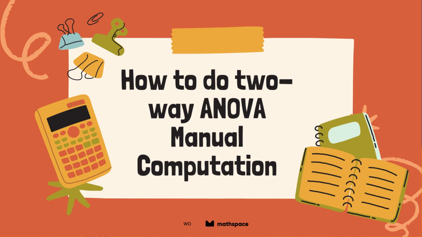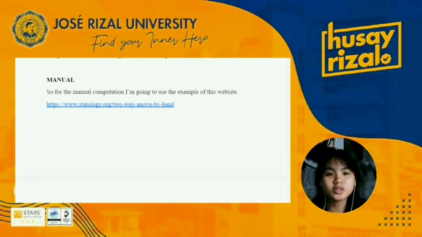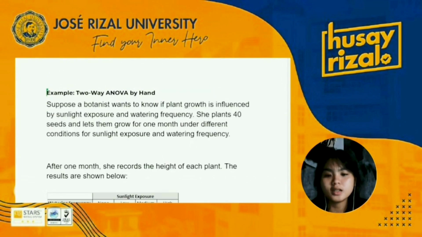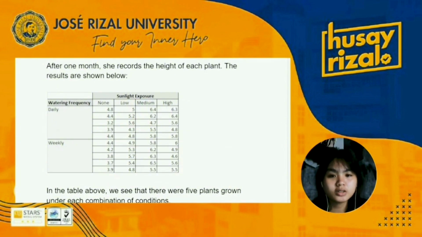So we're going to the next, which is manual computation. For the manual computation, I'm going to use the example from the website statology.org. This is the example of two-way ANOVA by hand. Suppose a botanist wants to know if plant growth is influenced by sunlight exposure and watering frequency. She plants 40 seeds and lets them grow for 1 month under different conditions of sunlight exposure and watering frequency. After 1 month, she records the height of each plant. The results are shown below.